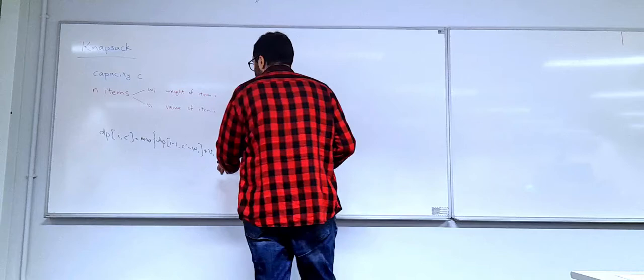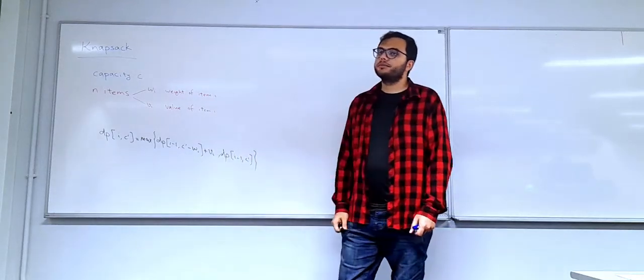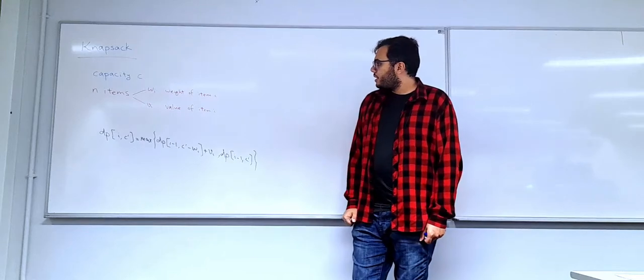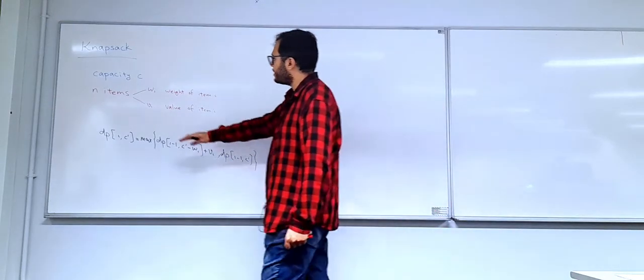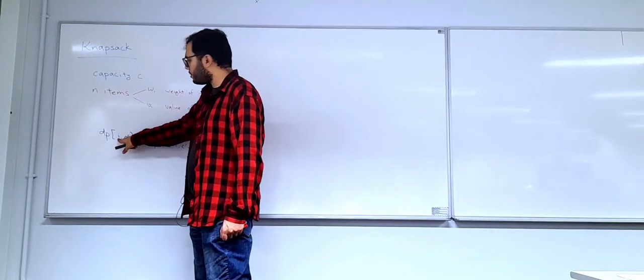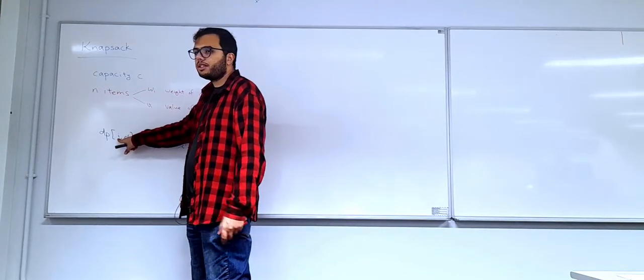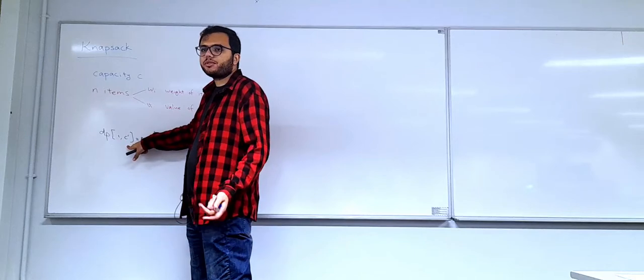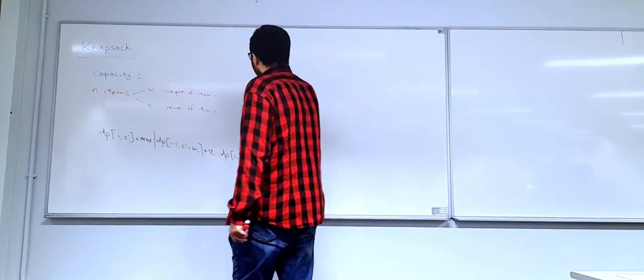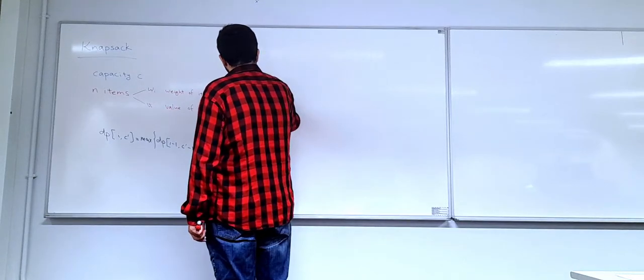Now, how much time does this algorithm take? If my capacity is C and I have n items, basically, i goes from 0 to n, and c prime also goes from 0 to C. So my total runtime is going to be O of nC.